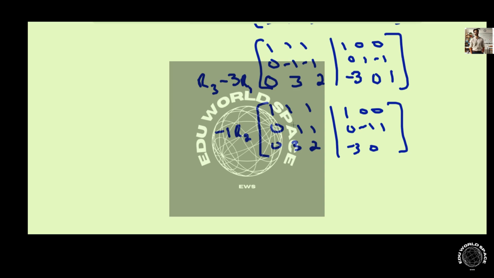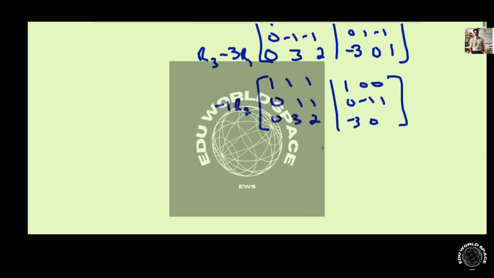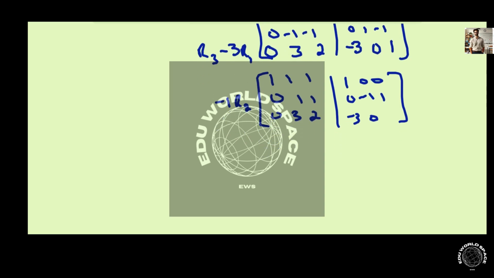Now we'd want a 0 above it in row 1. And we can do this by saying row 1 minus row 2, and replacing row 1 with that, so it'd be 1 minus 0, 1 minus 1, 1 minus 1, 1 minus 0, 0 minus -1, and 0 minus 1.